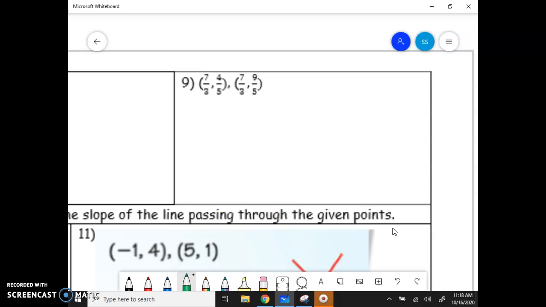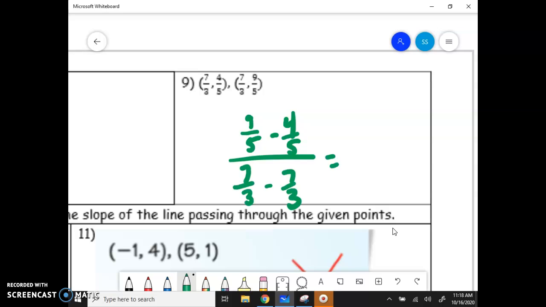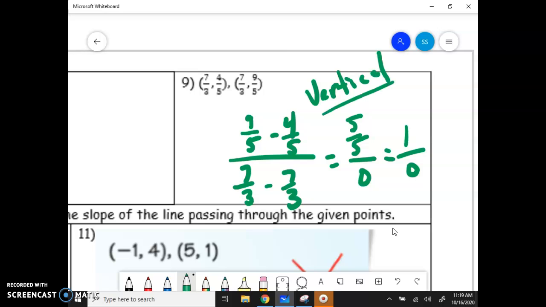All right, so I'm going to have 9/5, that's not smaller, minus 4/5 over my change in x's, so that's going to be 7/3 minus 7/3. Let's see, common denominator, so we can just go straight across. 9 minus 4 is 5. We're going to get 5 over 7/3 minus 7/3, which is 0. So this 5 over 5 reduces to 1 over 0. Can we divide by 0? No, we cannot. So this is going to be a vertical line because dividing by 0 is undefined. Hopefully you can see that.